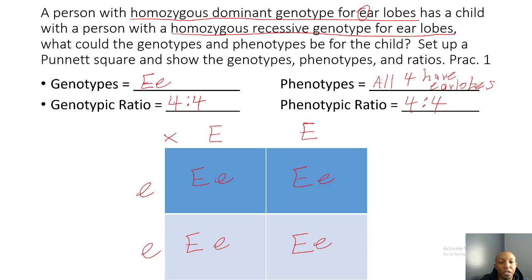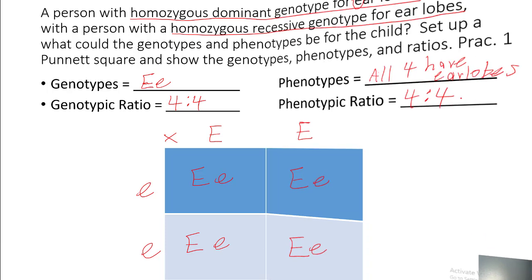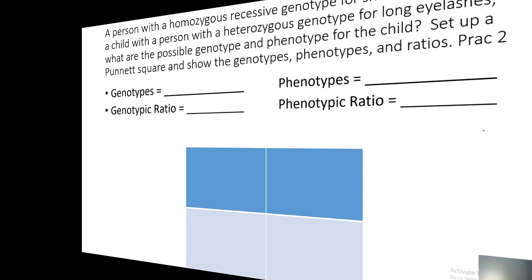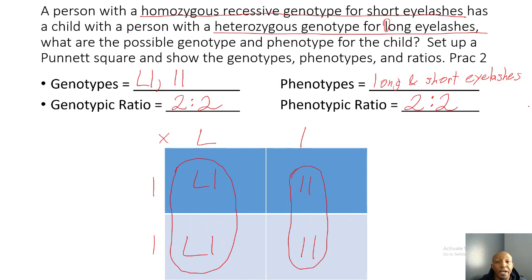Our genotypic ratio is going to be 4 to 4. And then if we look at our phenotypes, all 4 of them are going to have earlobes. And then our phenotypic ratio is 4 to 4. Ladies and gentlemen, you have 2 minutes to set up and solve the following problem, and I'll start those 2 minutes beginning now. Now let's take a look and see how you did.